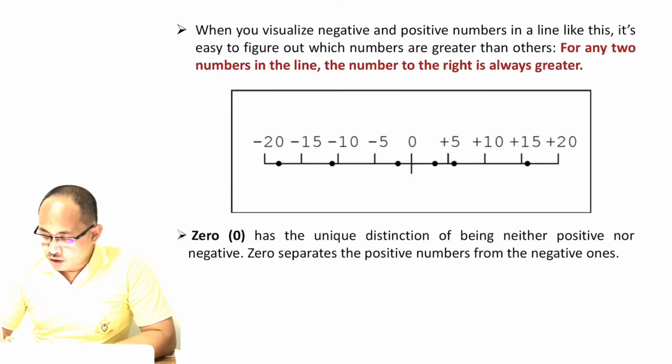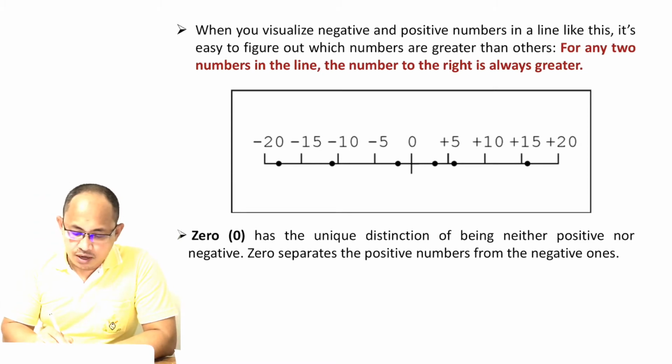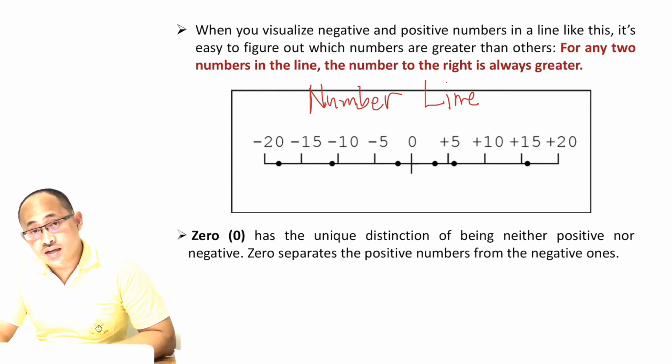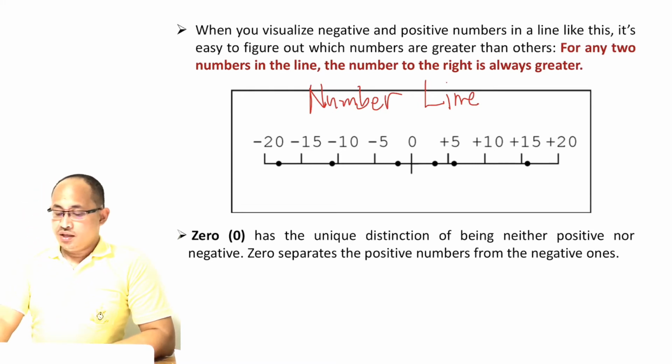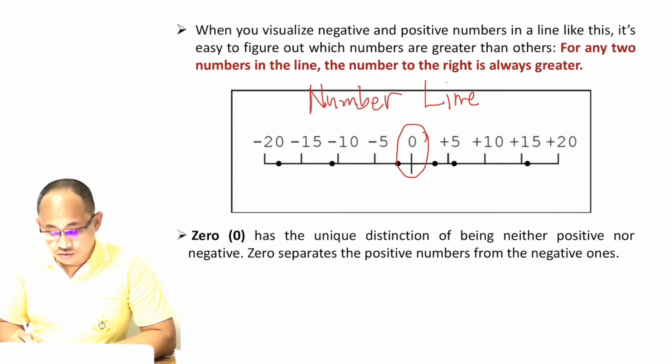Next, we have here a number line composed of 0. This one is a number line. Now, when you visualize negative and positive numbers in a number line like this, it's very easy to figure out. Notice the number in between positive and negative is 0. 0 here is considered to be neutral.